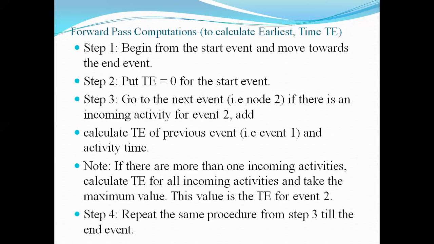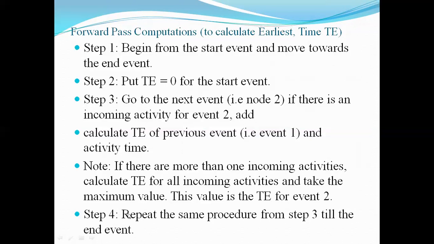If there is an incoming activity for the event, add the TE of the previous event. You have to calculate the TE of the previous event. We can easily understand it with the help of the coming example that we already took. Now I am just reading out how we calculate the TE. Note, if there are more than one incoming activities, this is very important. On a particular event, if more than one activity is coming, then which value of TE is to be taken? That value is to be taken which possesses the maximum value of TE. So this point is written over here: we have to take the maximum value of the TE.